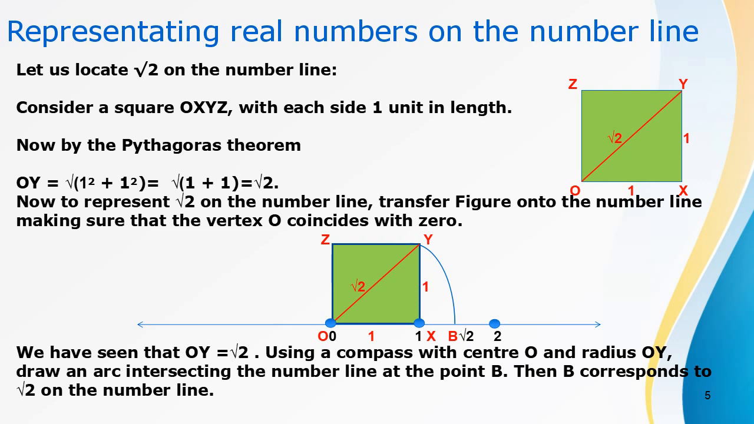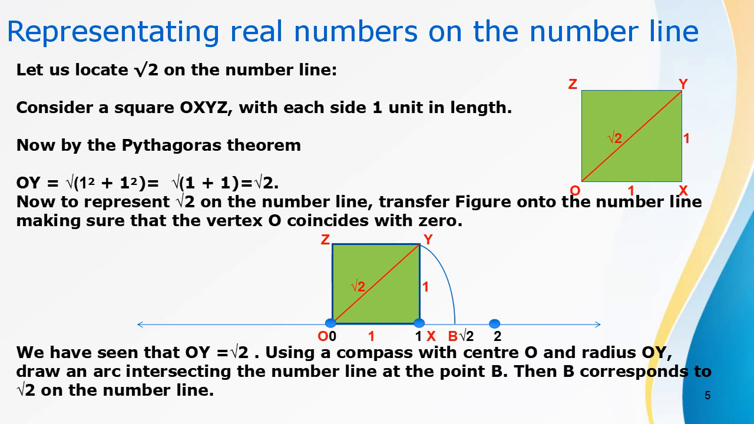Now let us represent real numbers on the number line. Let us locate root 2 on the number line. Consider a square OXYZ with each side 1 unit in length. Now by the Pythagoras theorem, OY is equal to root of 1 square plus 1 square, which is equal to root of 1 plus 1, which is equal to root 2.